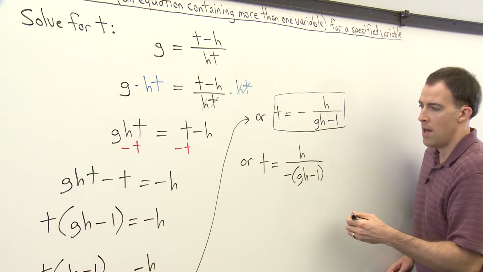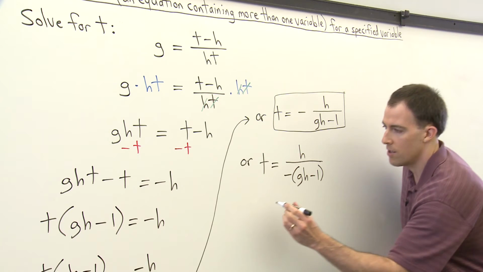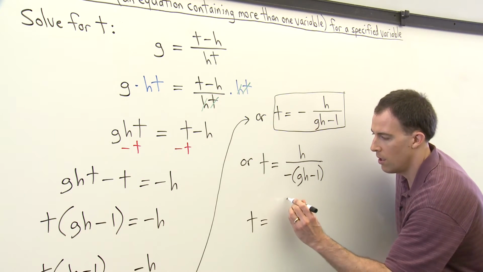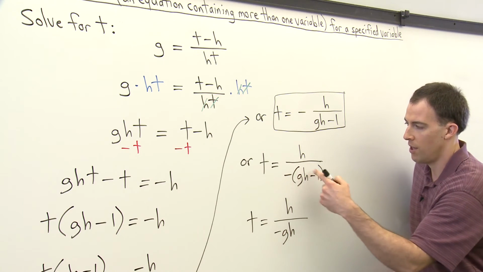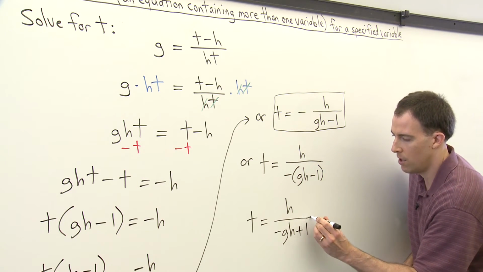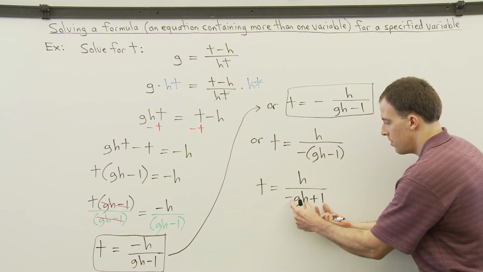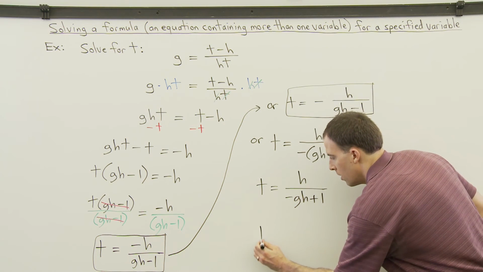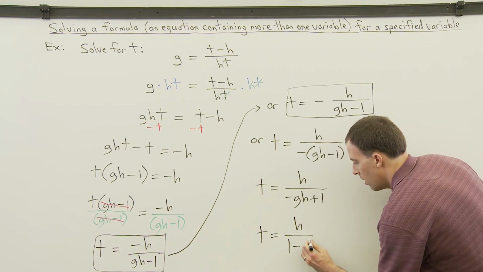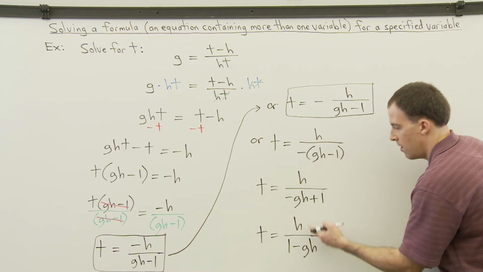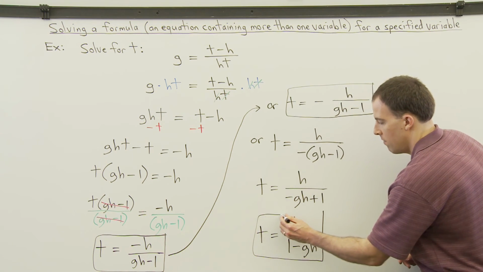This is valid, and most people would distribute the negative through the parentheses here and call this t is equal to h over, this would be negative gh, and then plus 1. The double negative on the 1 converts it to a positive 1 there. And then almost everybody would just reverse the order of the two terms in the denominator and make this t equals h over 1 minus gh. That's considered a little simpler than negative gh plus 1. So this is a third valid form of the result.